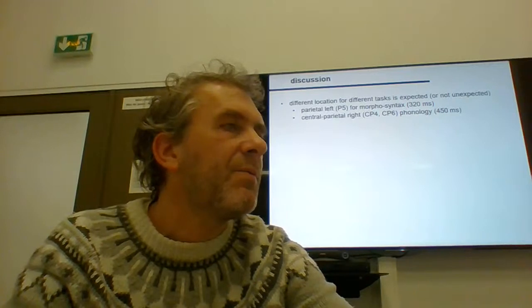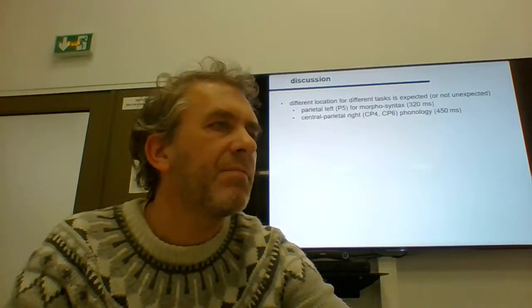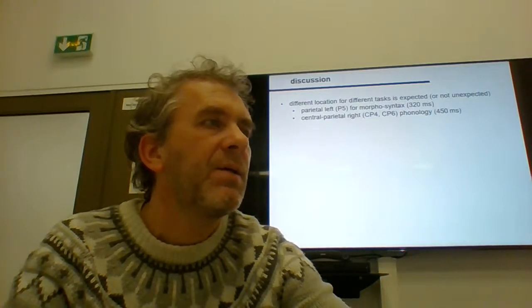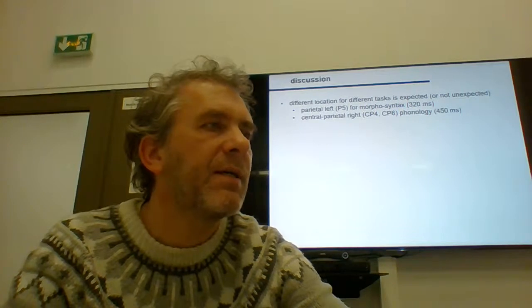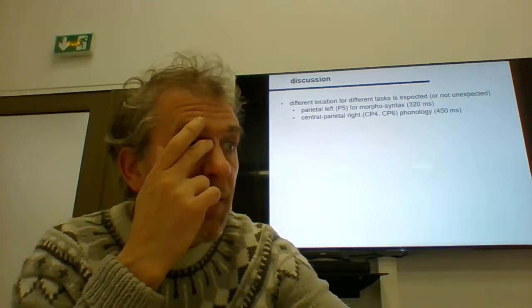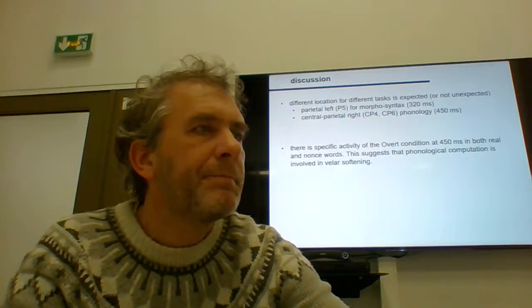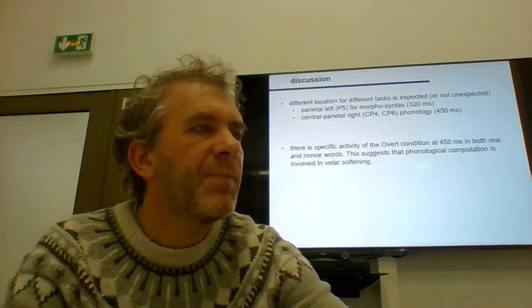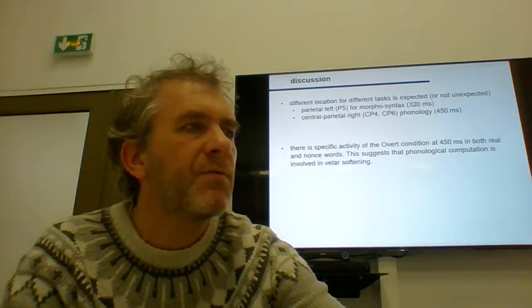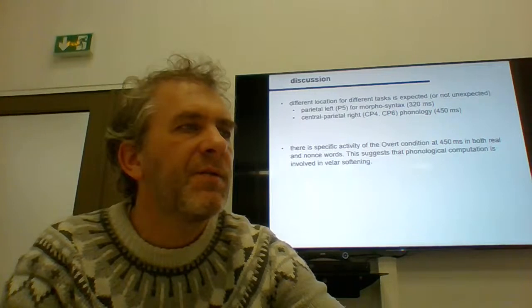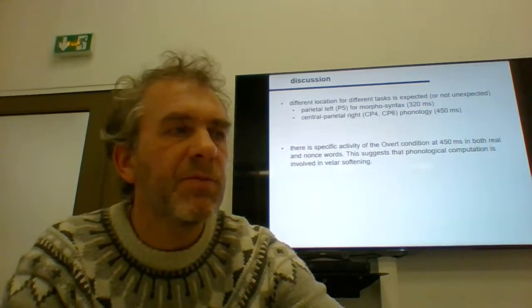So here I say what I just said. So different location for different tasks is kind of expected, or not unexpected. So we have parietal left for morphosyntax and central parietal right for phonology. So there is specific activity of the overt condition at 450 in both real and nonce words. And this suggests that phonological computation is involved in velar softening. So this is where the title comes from.